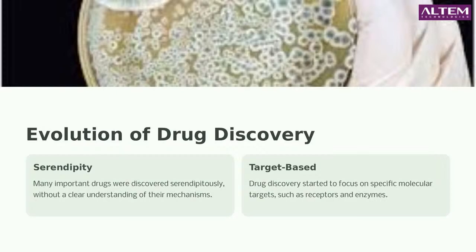There are many groundbreaking drugs which were discovered serendipitously, that means without a clear understanding of their mechanisms. A very famous example is the discovery of penicillin by Alexander Fleming, which revolutionized medicine and paved the way for modern antibiotics. However, with the focus on specific molecular targets like receptors and proteins, this approach has led to the development of drugs like aspirin and statins, which have had a really profound impact on overall human health.